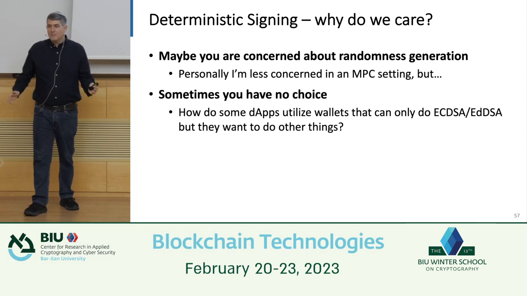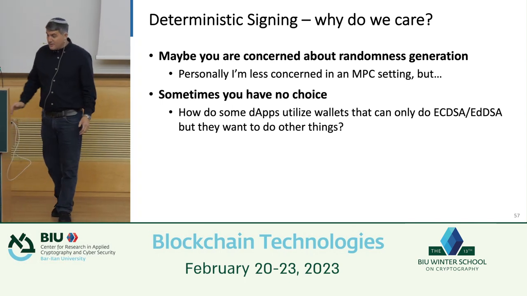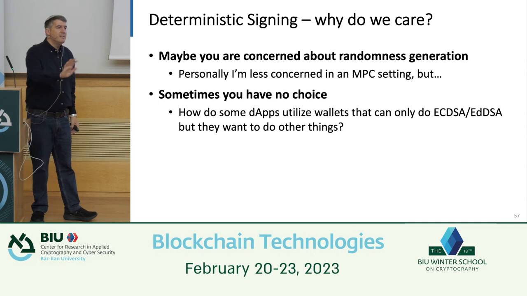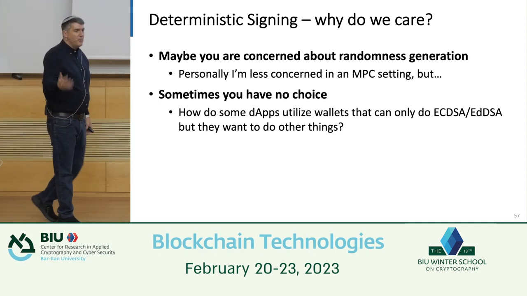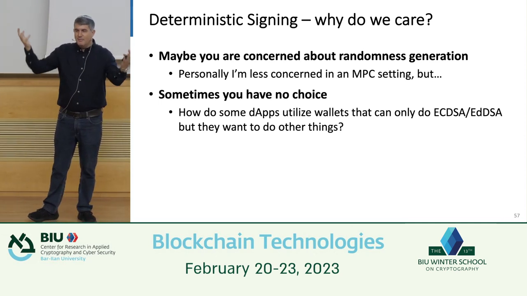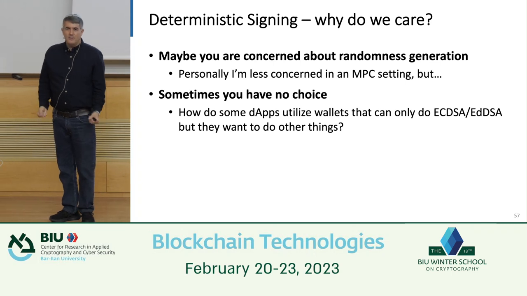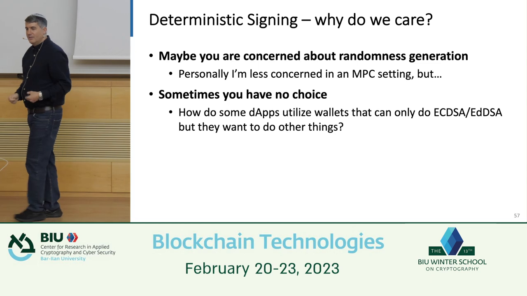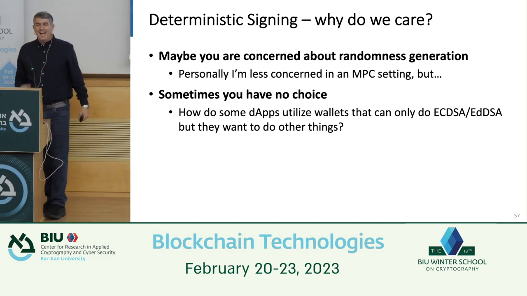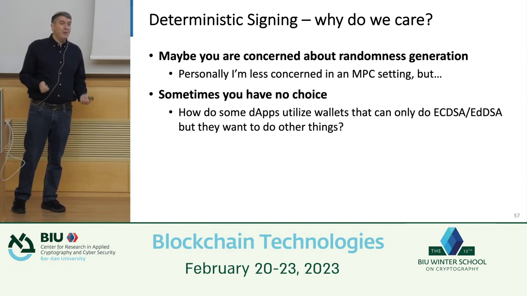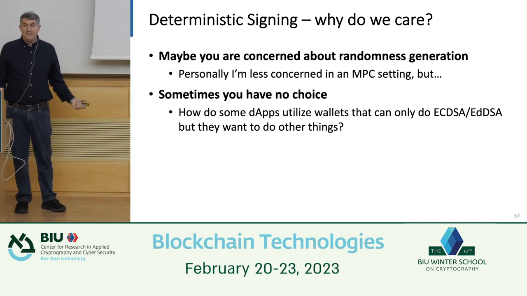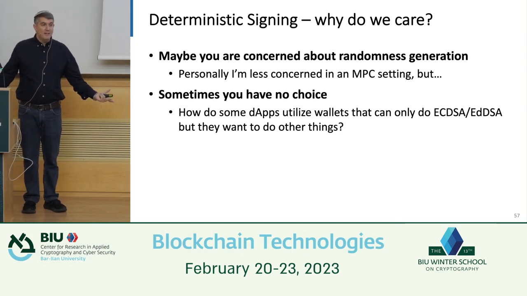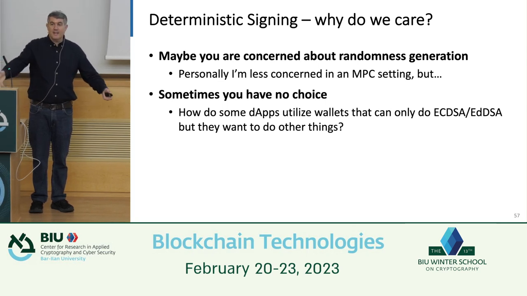Maybe many of you are familiar with this, but I wasn't, and I think it's very interesting. Let's say you have a dApp, and this dApp wants to do a SNARK or something and needs a key for that. But the user has a standard wallet, a Ledger wallet or a MetaMask or even a Coinbase wallet, and that wallet only supports ECDSA and EdDSA. What do you do? Good question, right? How do you build your dApp so you can work with a standard Ledger wallet?